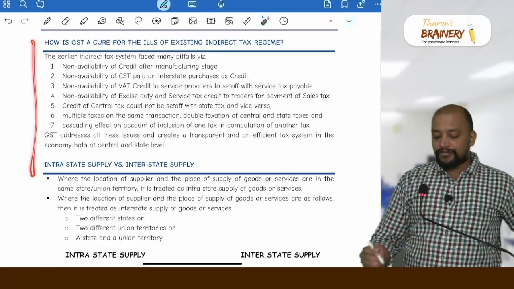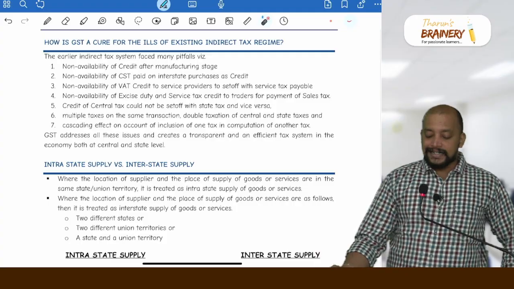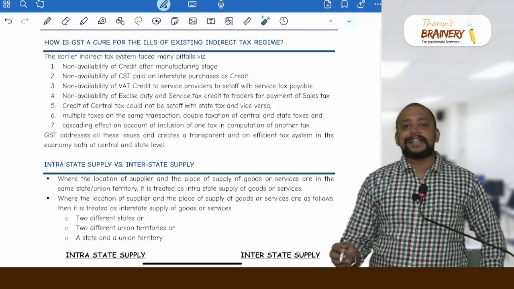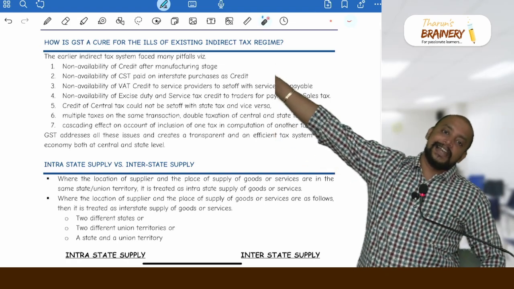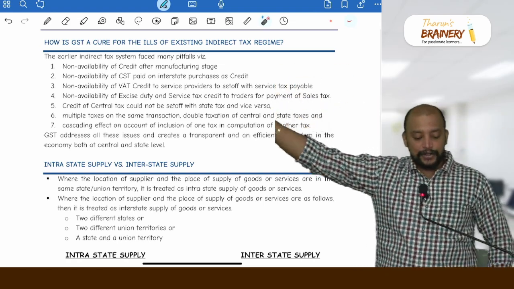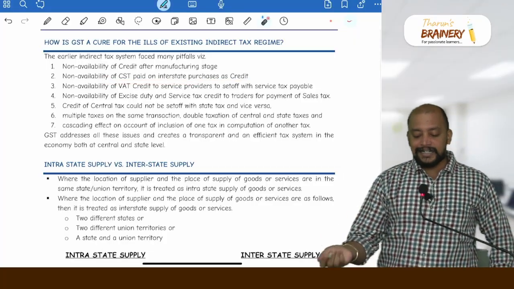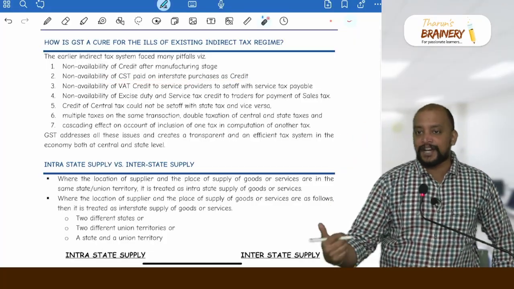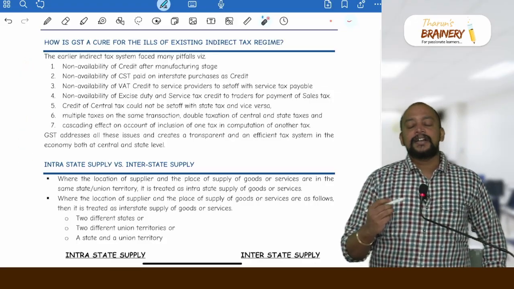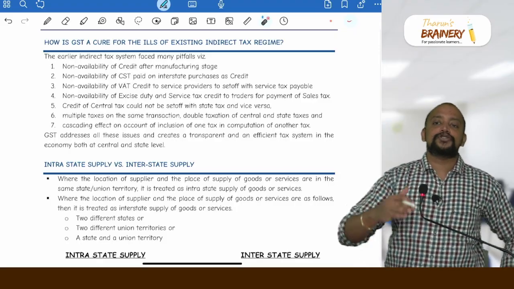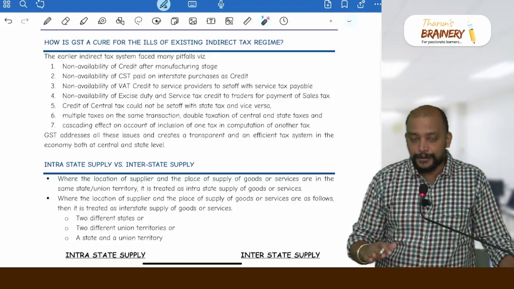How GST is a cure for ills of the existing indirect tax regime. In the existing indirect tax regime, credit was not available at all stages. After the manufacturing stage, the credit was not available. But in GST, till it reaches the sale to consumer, the credit is there. And CST paid on interstate purchase was not available as credit, but now IGST also can be taken as credit. So like this, there are certain ills in the existing system, and GST is a cure. You don't have to bother about that because you are going to learn only GST. You don't know what the existing system was, so this will not be tested for you.